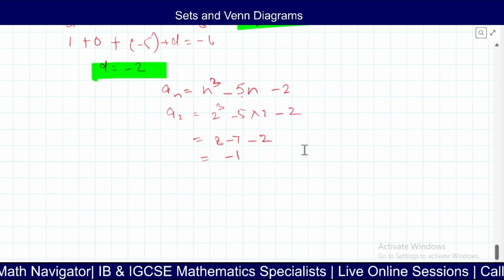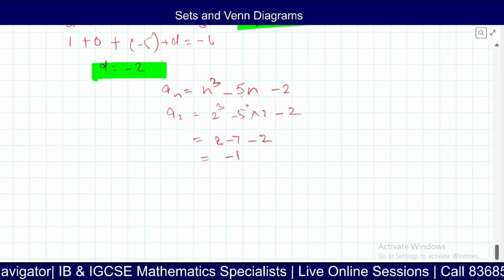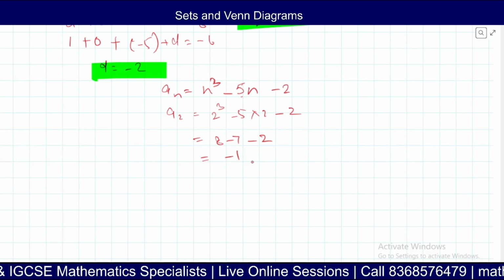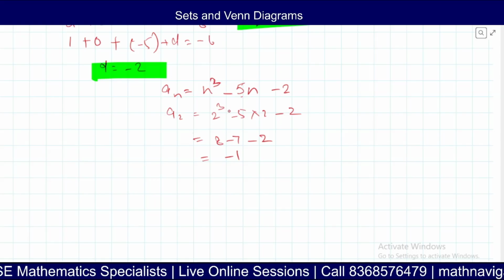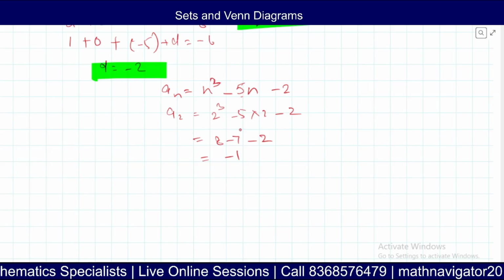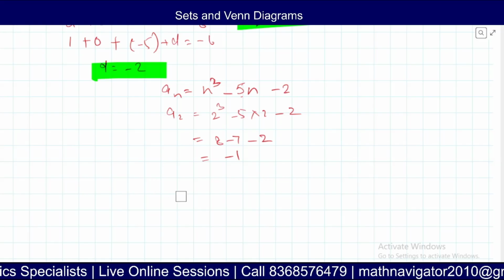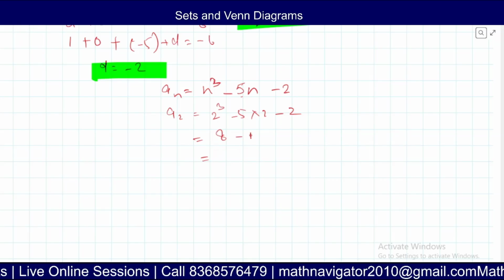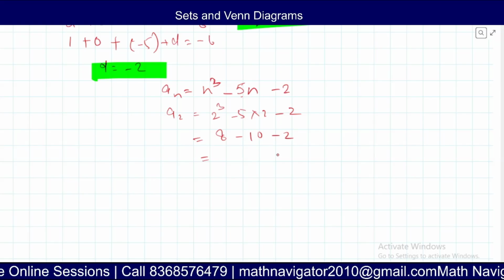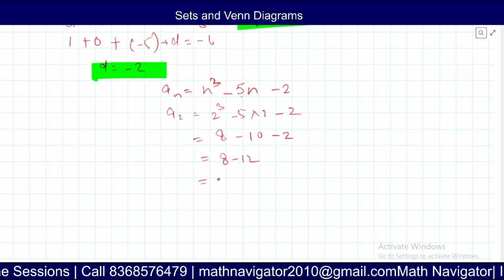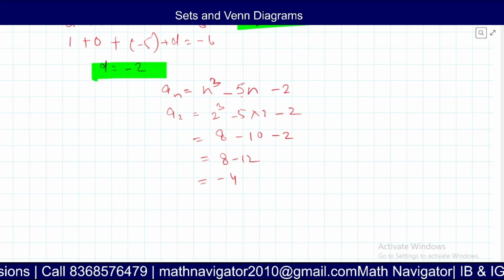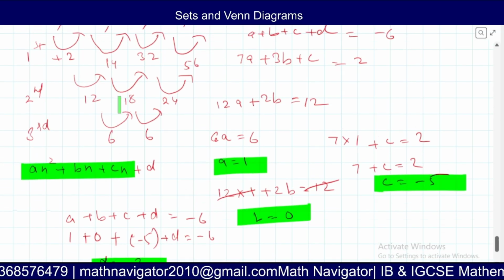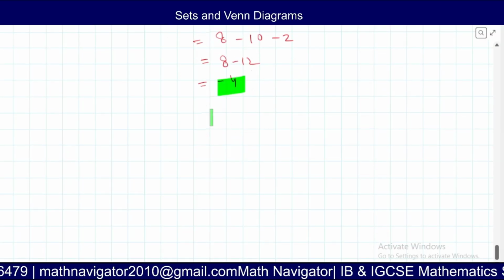So 2 cubed is 8, minus 10. Sorry. So 8 minus 10 minus 2, and this is negative 4. Let's check our term. Right, so this is negative 4. Perfect. So we have got the perfect answer.